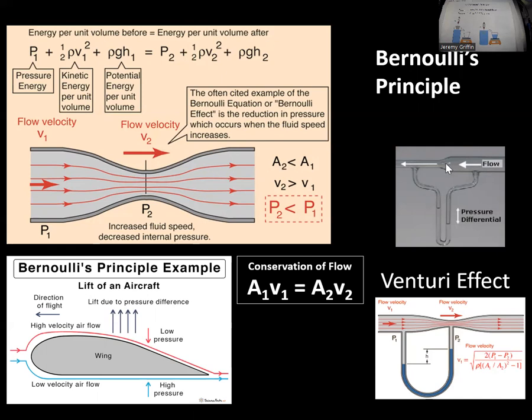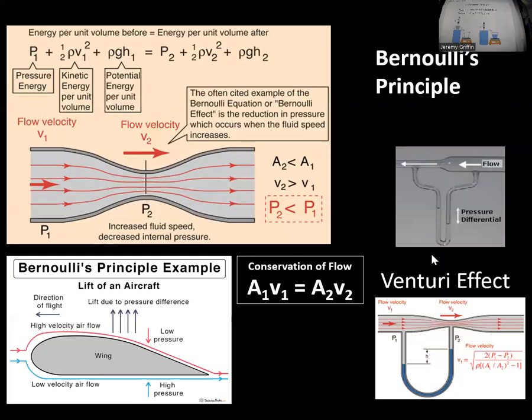The fact that it's flowing faster in the small pipe means that there's a lower pressure in the small pipe, and you can see that pressure differential manifest right here. So fast moving fluids, lower pressure. You get airplane lift, you get Venturi effect.